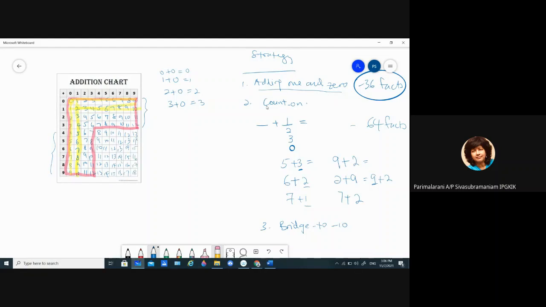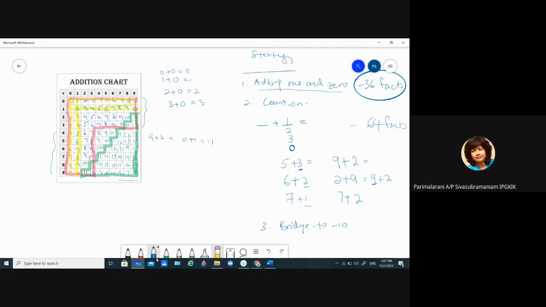Okay, so bridge to 10 will be all those strategies from here, okay? All the strategies in the green highlight, we can learn using bridge to 10, okay? That means any facts when you have like this will be 9 plus 2. Okay, so this, they must think like what Amir explained just now, 9 plus 2, so you think it equals to 10 plus 1 is 11, okay?